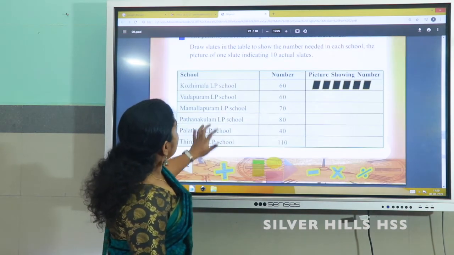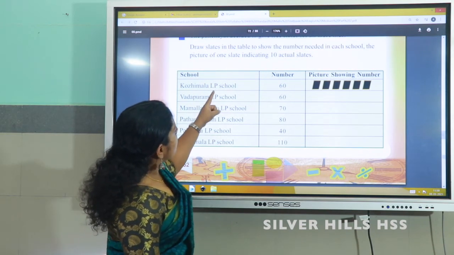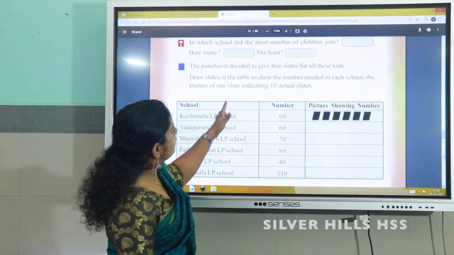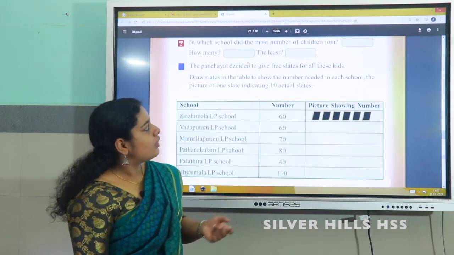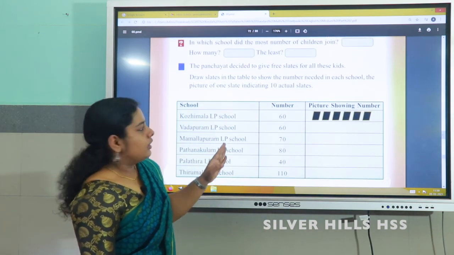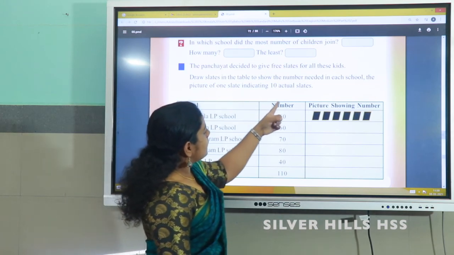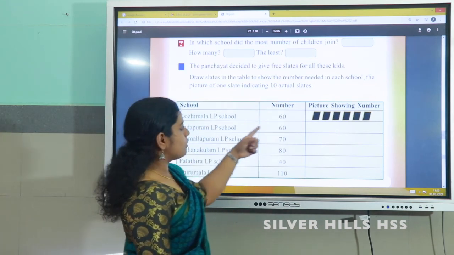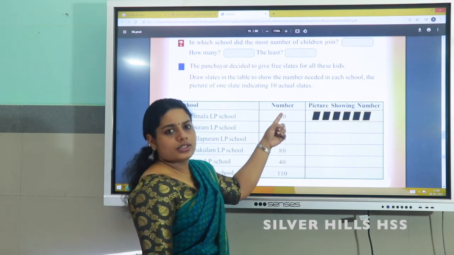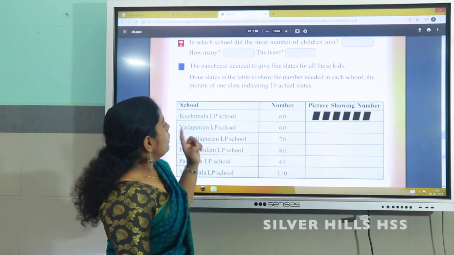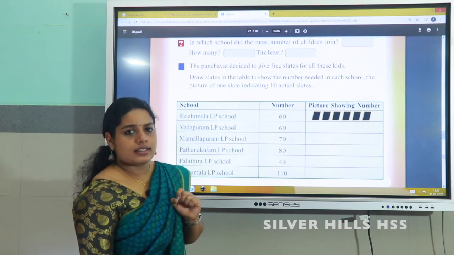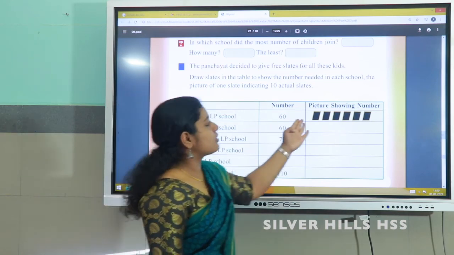Okay. And the last one is to draw slates in the table to show the number needed in each school. The Panchayat decided to give free slates for all these kids. Now draw slates in the table to show the number needed in each school. So in Kozhimala school there are a total of 60 students. Each student should be given a slate. So we cannot draw 60 slates here.